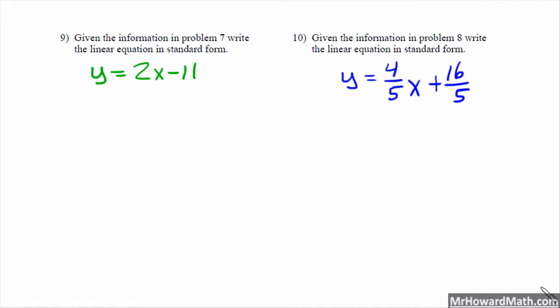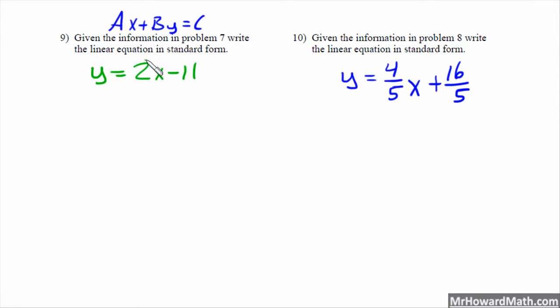Okay, continuing on with our test review, this will be part 2. Problem 9 says, given the information in problem 7, write the linear equation in standard form. So in problem 7, our answer in slope-intercept was y equals 2x minus 11. So now in standard form, recall standard form is ax plus by equals c.